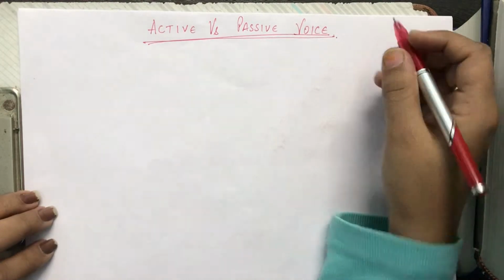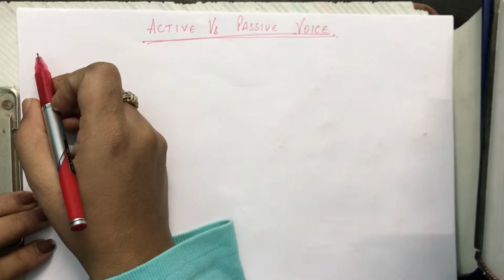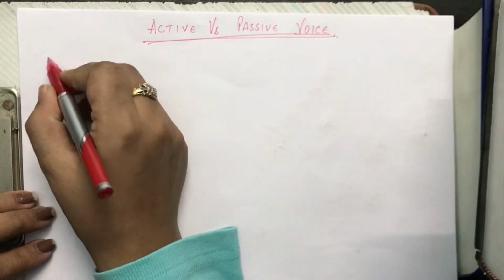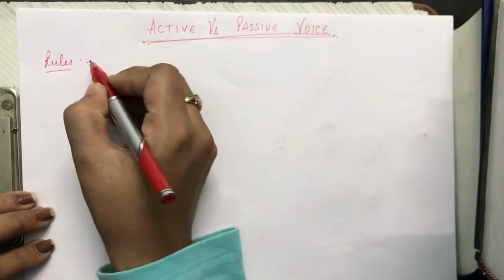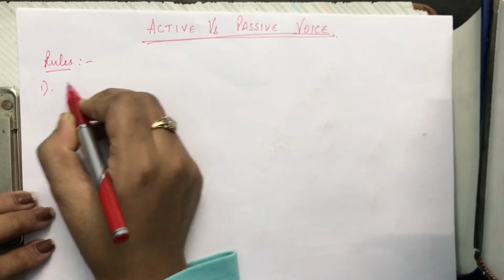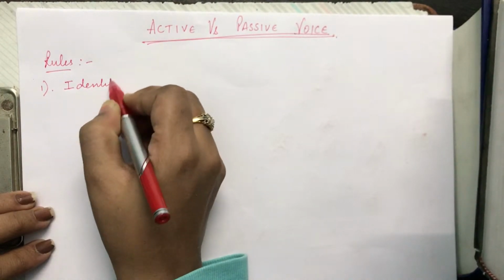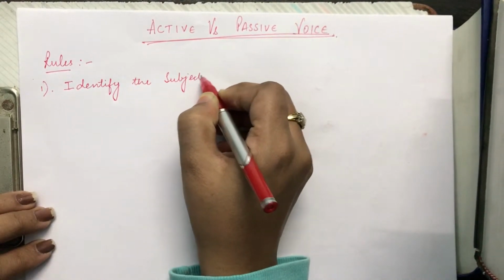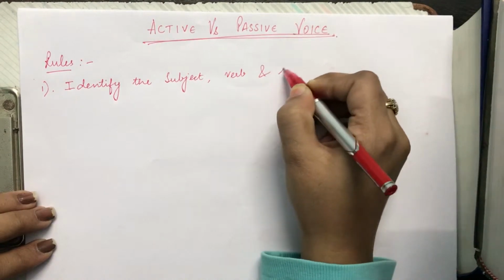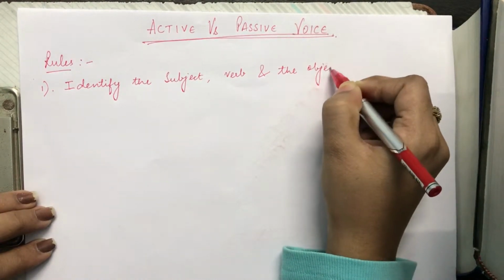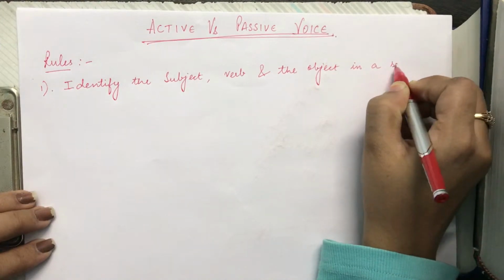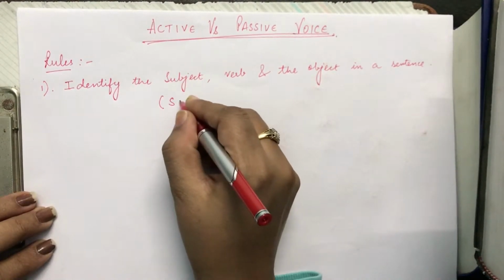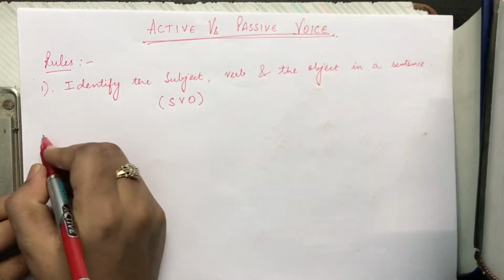So let us begin. Before we discuss the idea behind changing the voice from active to passive, let us learn the rules. There are the basic rules of changing voice. First of all, you are supposed to identify the subject, the verb and the object in a sentence. So this means you are going to identify subject, verb and object, SVO.